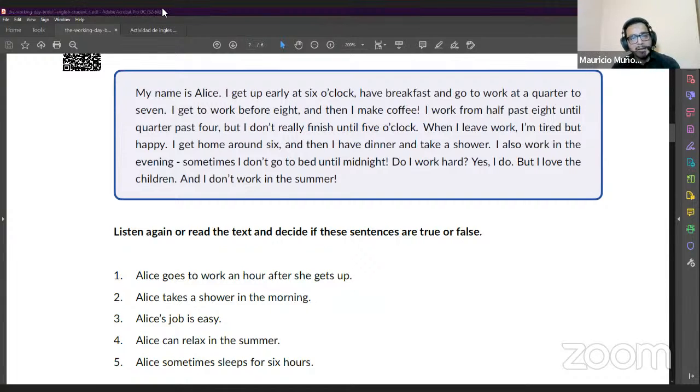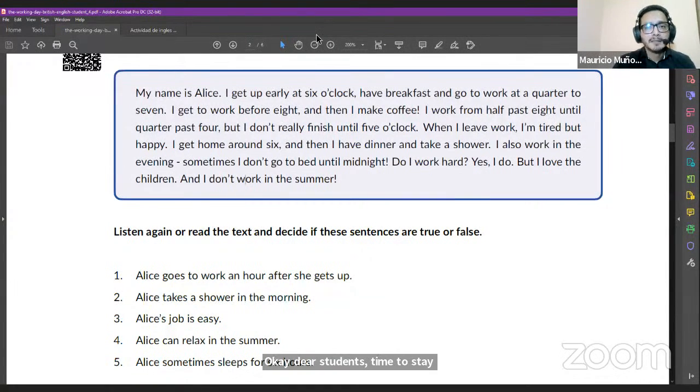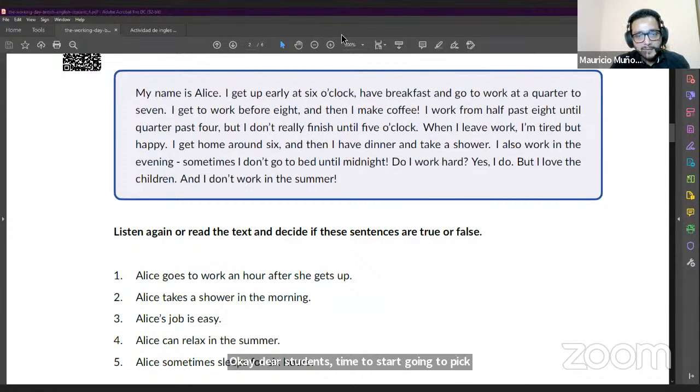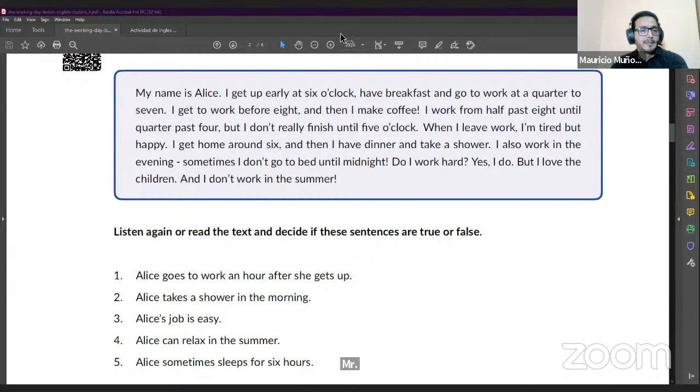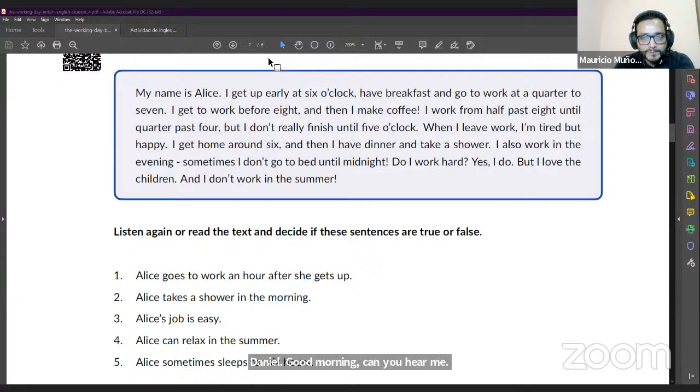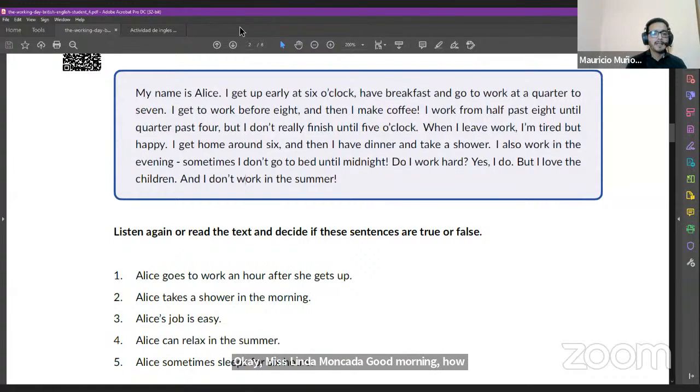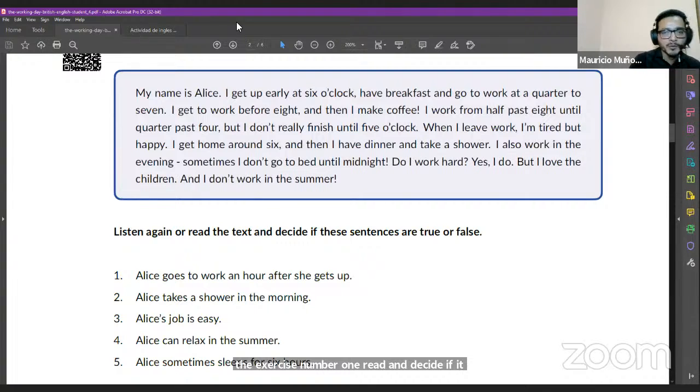Okay, dear students, time to start. You're going to pick up one student. Mr. Jorge Cedeño, good morning. Can you hear me? No? No answers. Okay, Miss Linda Moncada, good morning. Help me please in exercise number 1. Read and decide if the first statement is true or false.